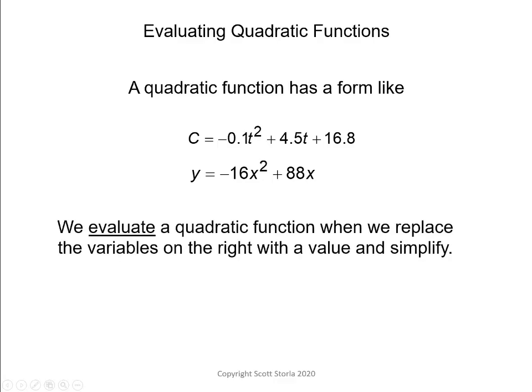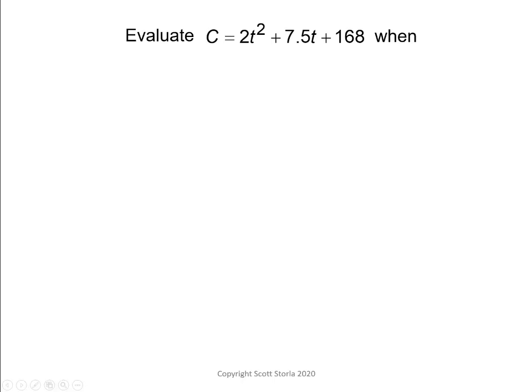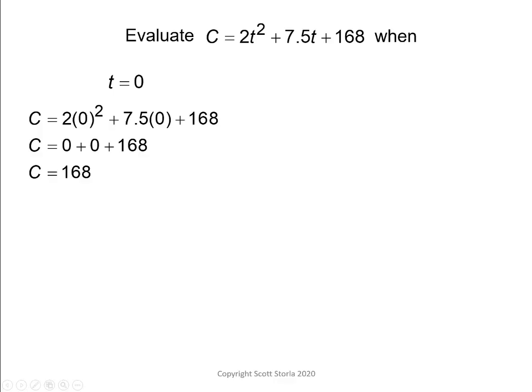And to evaluate a quadratic function, we just replace the variables on the right with the value we've been given, and we simplify. See if you can find the value of c if t is 0. Substituting 0 for t on the right side, and following the order of operations, we get that c is 168.